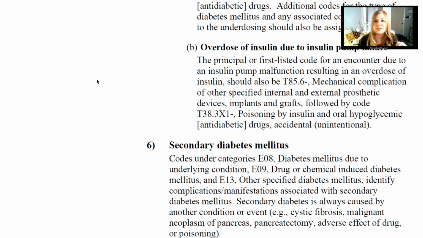So the first listed diagnosis should be T85.6, mechanical complication of other specified internal and external prosthetic devices, implants, and grafts. And then the code for that unintentional poisoning, T38.3X1, seventh character extension, for poisoning by insulin and oral hypoglycemic drugs, accidental, so unintentional.